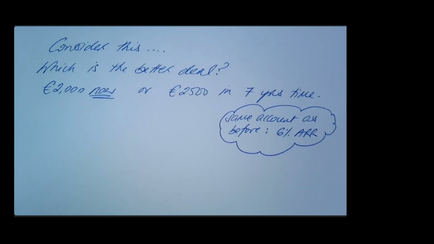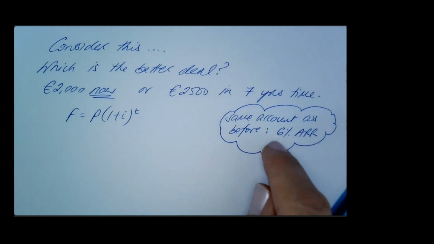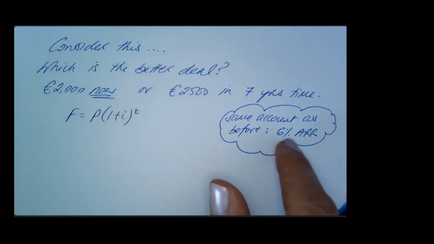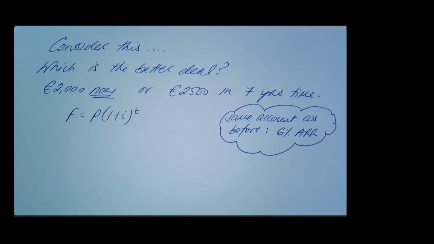So let's say I have the same account as before offered to me. I could put money into an account and I could earn 6% on it. So I'm going to analyze the present value of 2,500, given that if I had 2,000 euros right now, I could put it in an account.